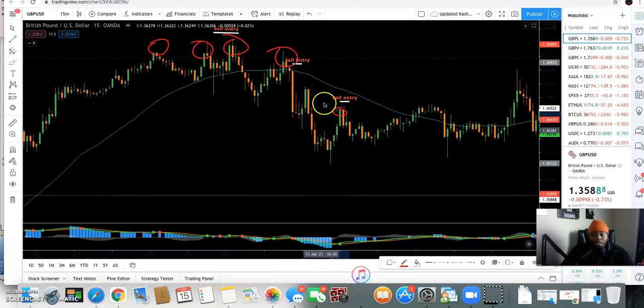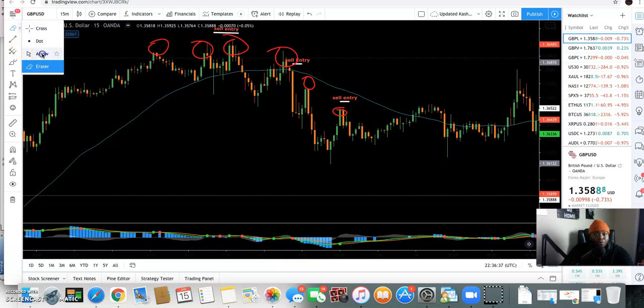All right, I should have got in here, but it was too close to this entry, and I knew it was gonna at least come back for a retest. So I didn't want to be in any type of drawdown. I always want to catch it at the highest point or lowest point of resistance, whether it's a sell or a buy. All right, so let me delete that with the eraser. Boom.